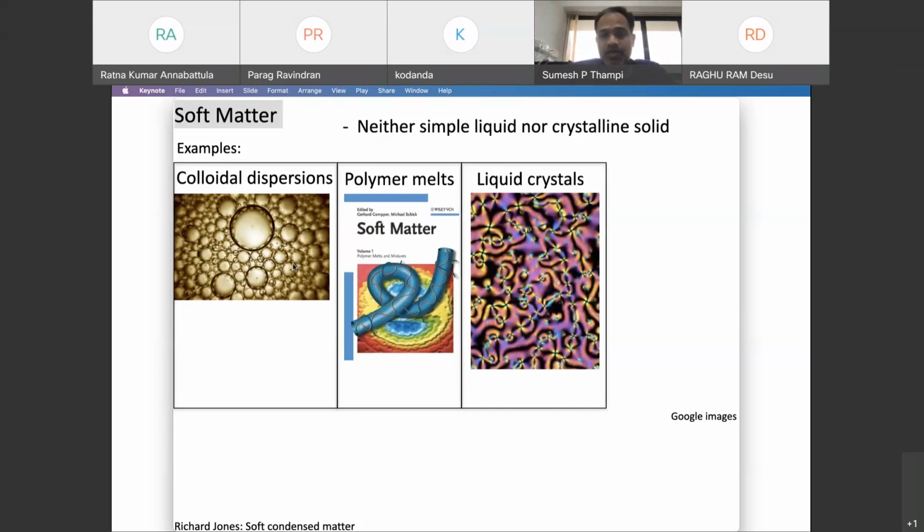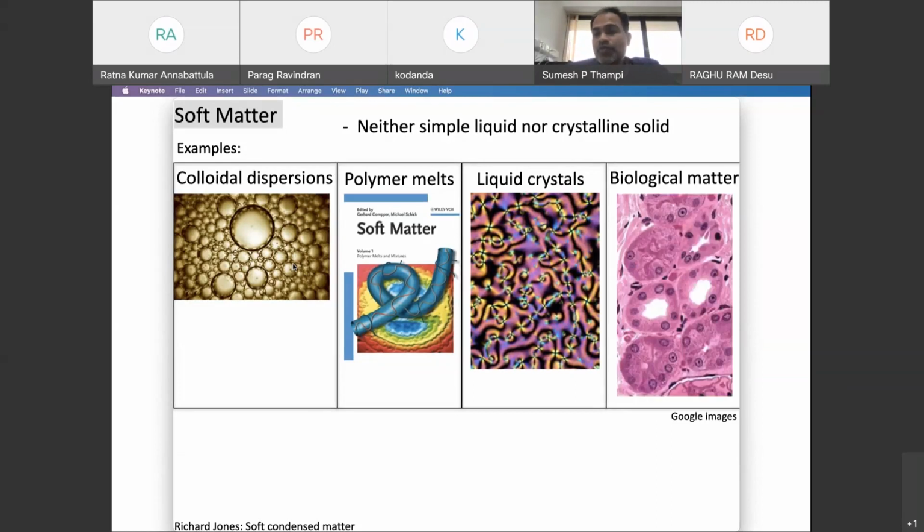Another very important matter which comes under this category is liquid crystals. This is again long chain molecules, and because it is a long rod-like molecule, they can get states that look different from a liquid and the normal crystalline solid. So you could have liquid crystals, or many of the biological materials like cells, tissues, or things present inside the cell, like the cellular filaments and so on. All these matter typically come under the category of soft matter.